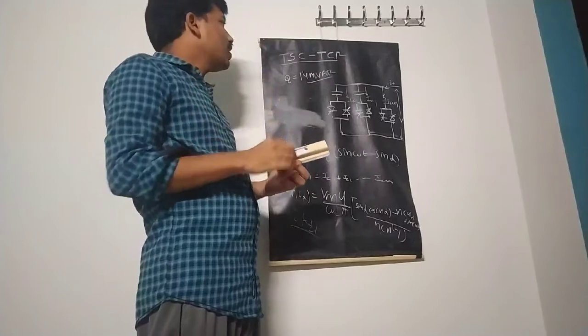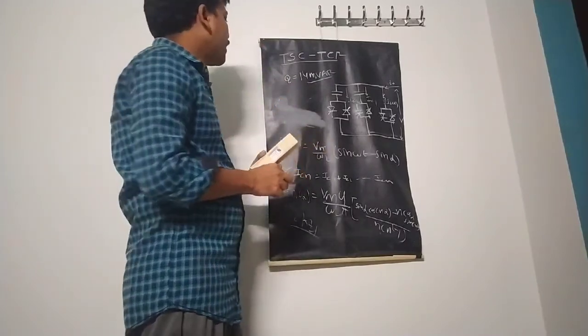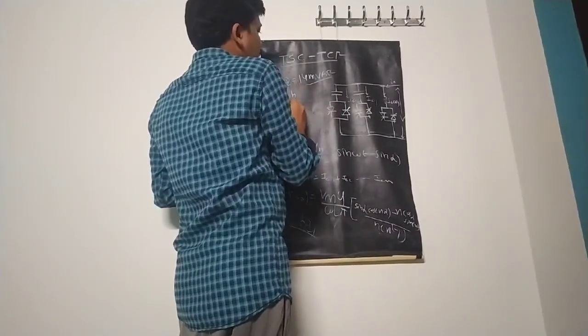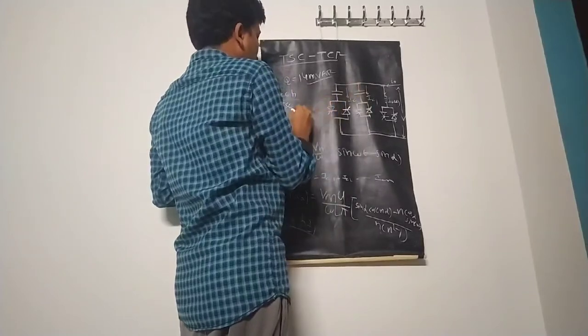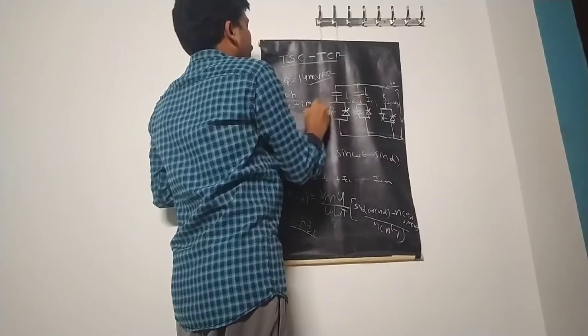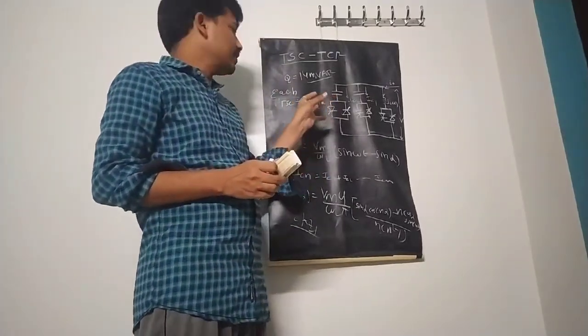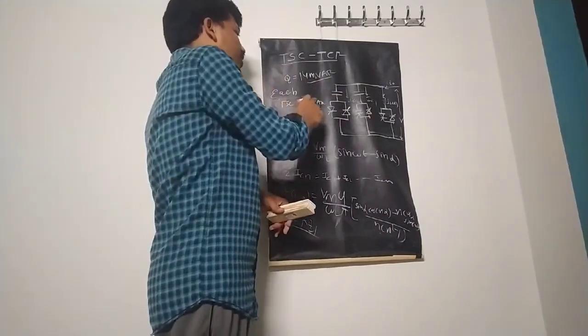And now the question is, how many TSCs are connected? So for example, each thyristor switched capacitor has a maximum capacitive output rating of 2 MVAr. Let us assume each TSC capacitor has 2 MVAr.